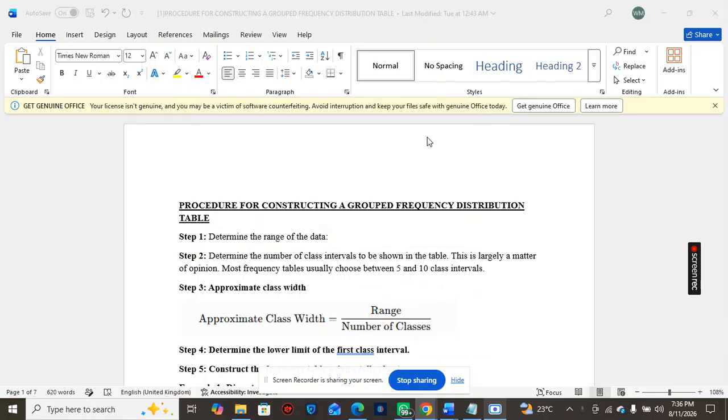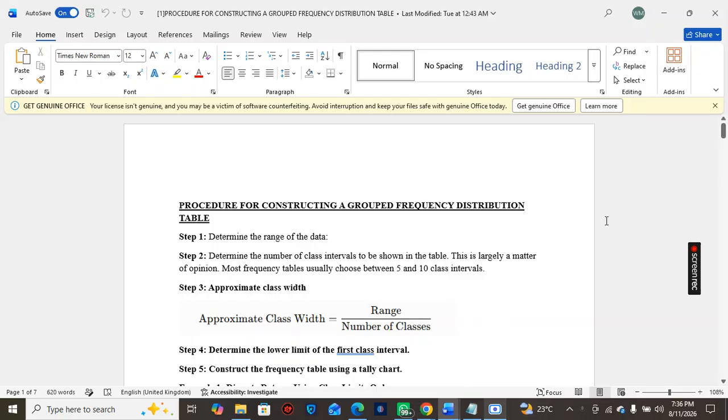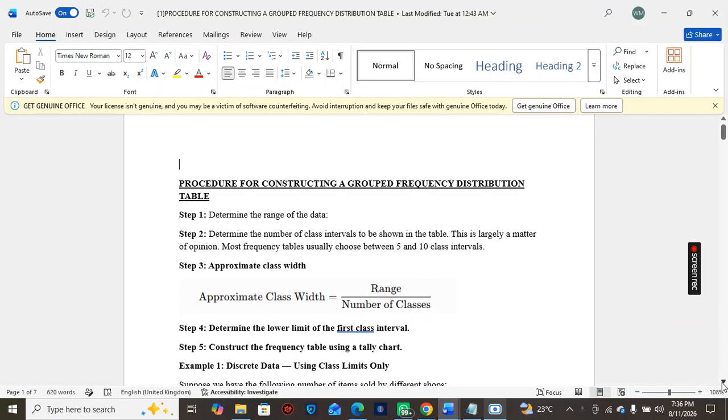All right, so we're going to see the procedure for constructing a grouped frequency distribution table. This is for quantitative data. These are the steps that you need to follow, and I'll show you an example.